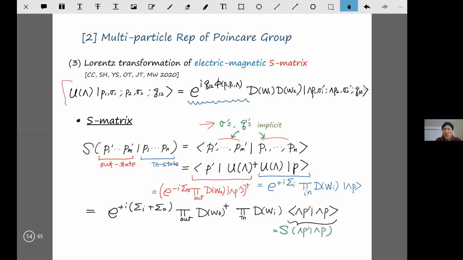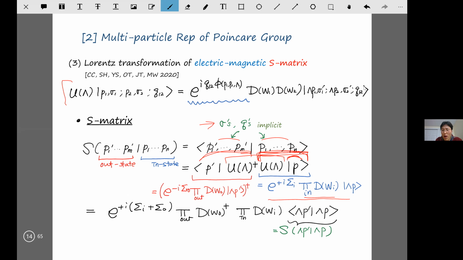Now in order to get the transformation of the S matrix, you just insert the 1, which is U dagger U. We now understand the Lorentz transformation of this part. This is the Lorentz transformation on the multi-particle state, and this is basically the dagger of the other. Here I just wrote the answer.